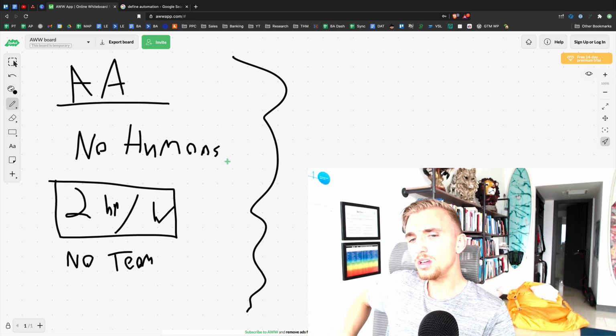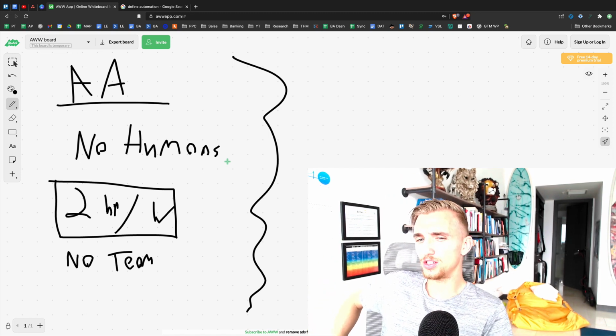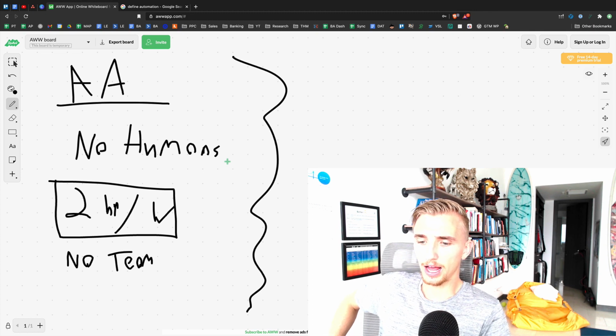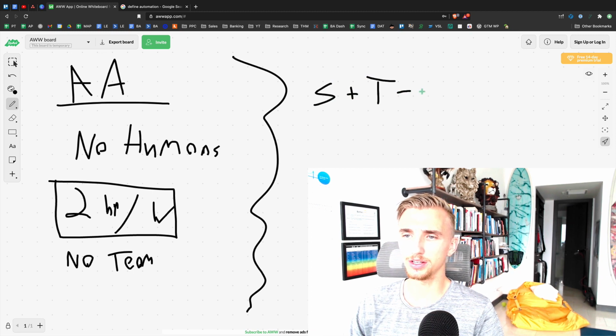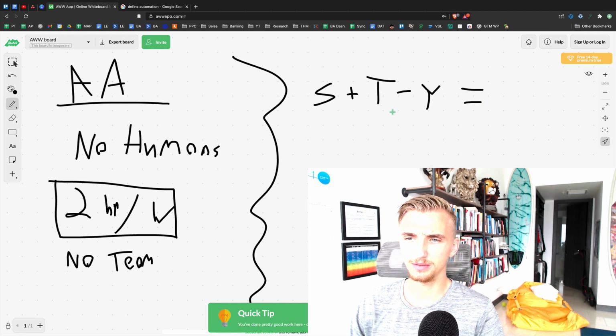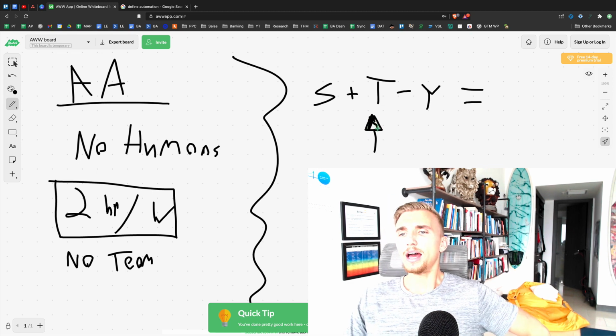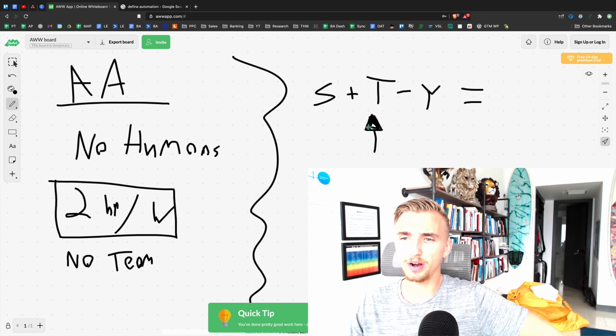So please, think of agency automation or business automation in general as one where the formula is very simple. It's systems plus team minus you, and there you go. That's the formula. That's it. And don't ever think that you should exclude team, because at the end of the day, it's everyone's preference. Whatever you want to do.